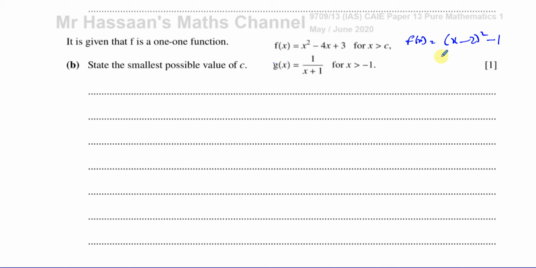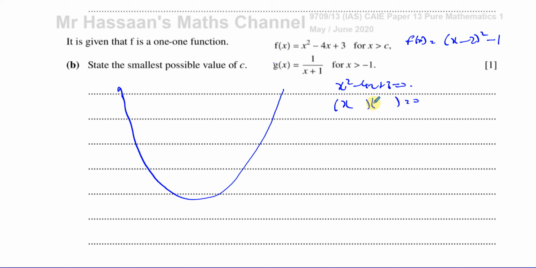So I'm going to sketch this function. Now, it's a parabola, it's a smiley face. It's going to look like something like this. When y equals 0, you have x squared minus 4x plus 3 equals 0. In fact, we can do it either way. You can factorize to solve, which is pretty easy: minus 3 and minus 1.